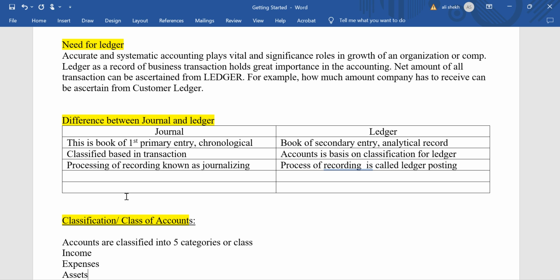Okay, next question is the difference between journal and ledger. Journal is the book of first or primary entry. Ledger is the book of secondary entry. Journal is recorded in chronological order. Ledger is recorded in analytical order. Journal is classified based on transaction. Account is the basis for classification of ledger.